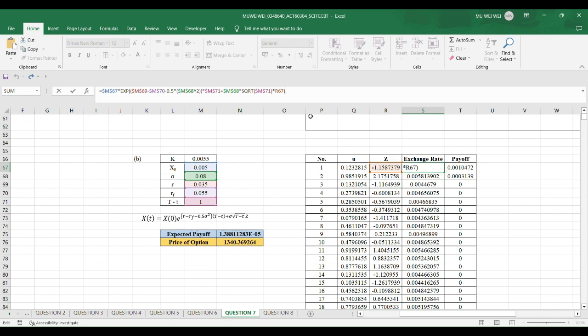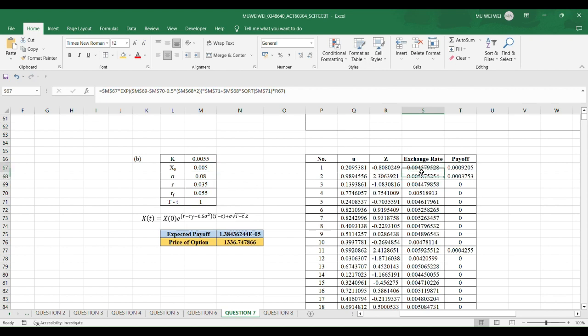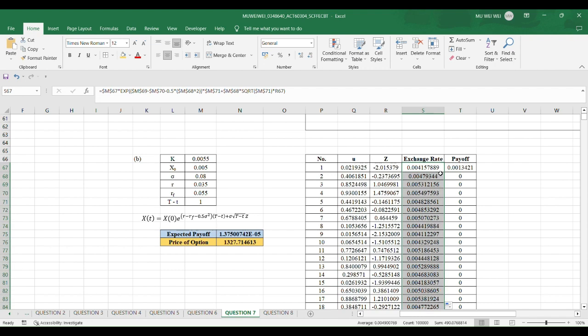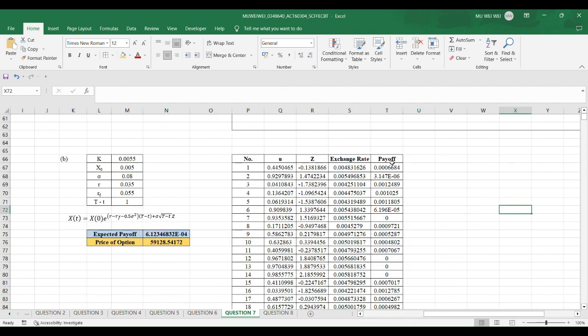So for the first exchange rate, it will be x0 times exponential r minus the foreign risk-free interest rate minus 0.5 times sigma square times the t minus t plus sigma times the square root of t minus t times the corresponding z-score. So the formula should be the same for the following cells, and we should get each of the exchange rate. Next, we need to get the payoff for each of the values here, because to get the price of the option, it is similar to question 2, where we need to get the expected payoff.